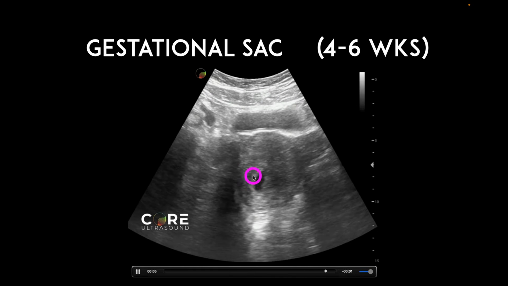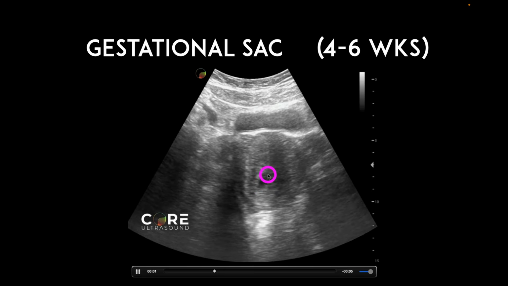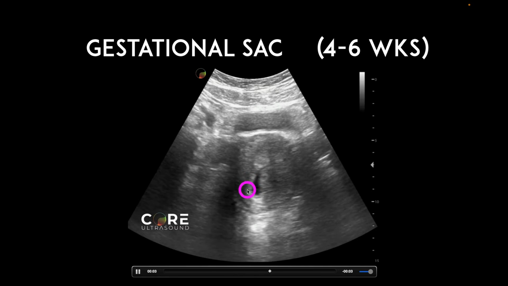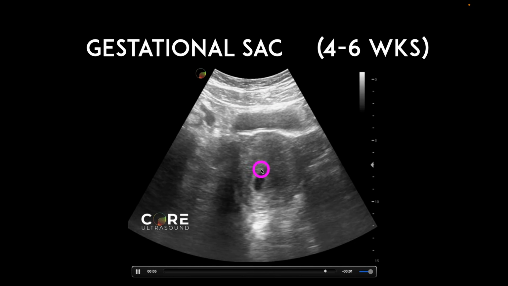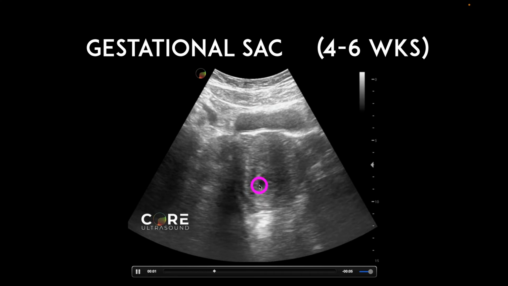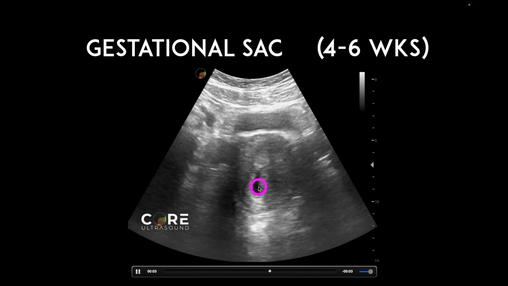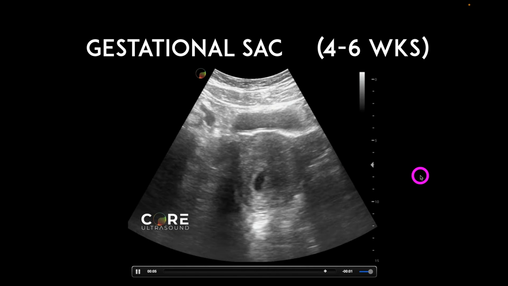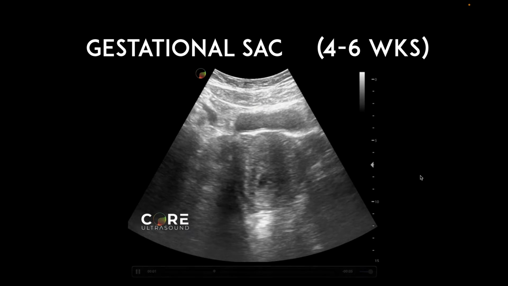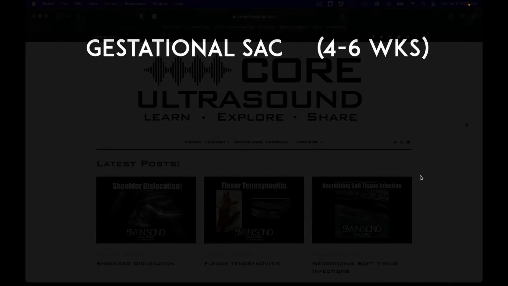This is the uterus right here, and you see that there's a bit of a decidual reaction, that is this hyperechoic border here, with a small gestational sac. This is the earliest finding, but it does not rule in an intrauterine pregnancy.